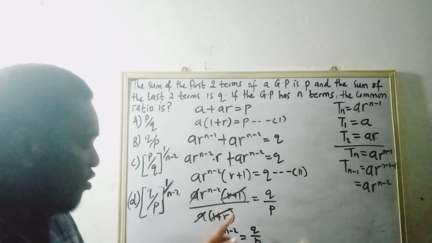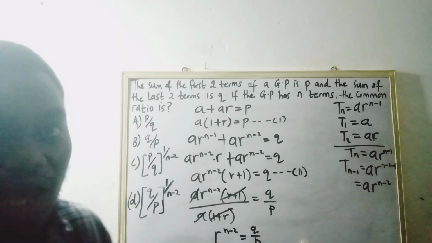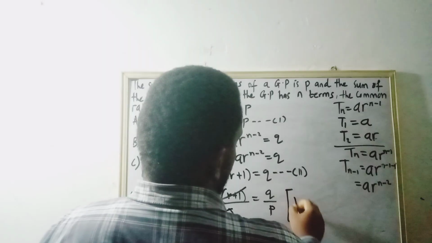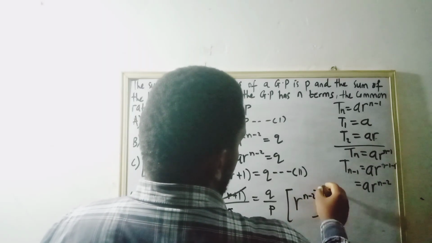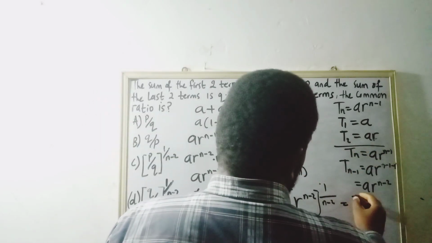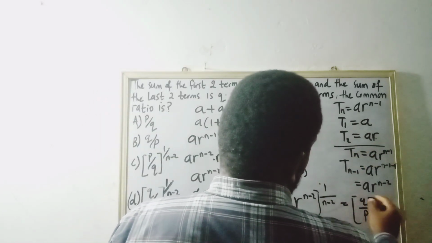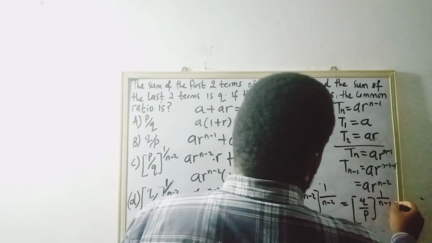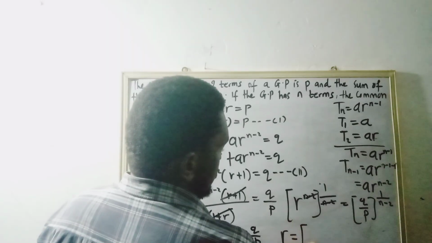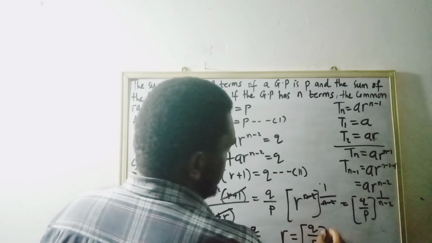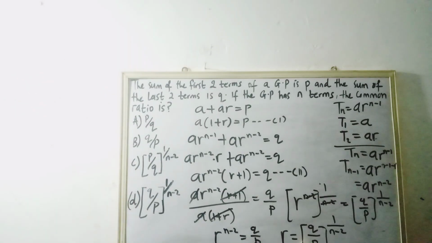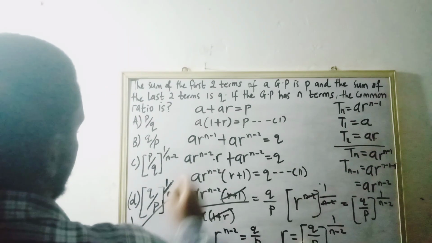Now all I need to do is get rid of that index with r. To do that, I take the root: r^(n-2) to the power of 1 over n minus 2 on both sides, and that will be (Q/P) to the power of 1 over n minus 2. This cancels this. Finally, my r becomes (Q/P)^(1/(n-2)). Looking through my options, I see that the correct answer is option D.